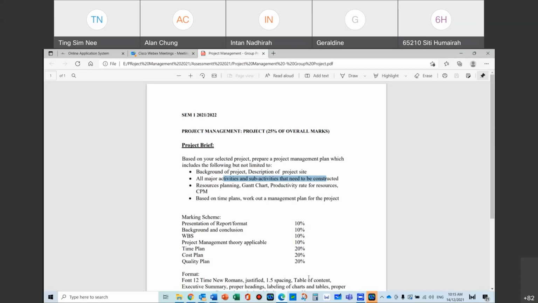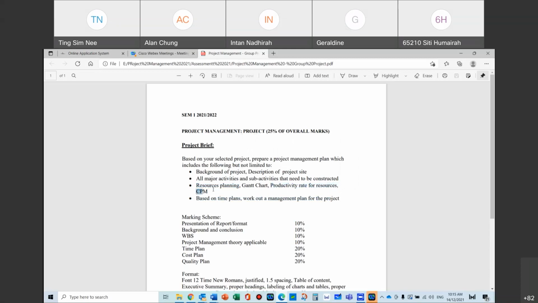So what you can do is work breakdown to 2 to 3 layers, depending on whatever is required. Then you're going to break down your resources: your labor, machineries, and also your material, 3 categories again. And then from there, do your productivity rate calculation.